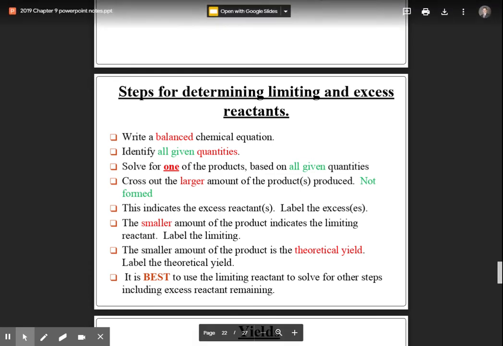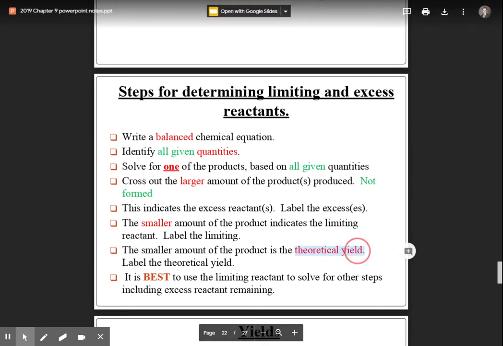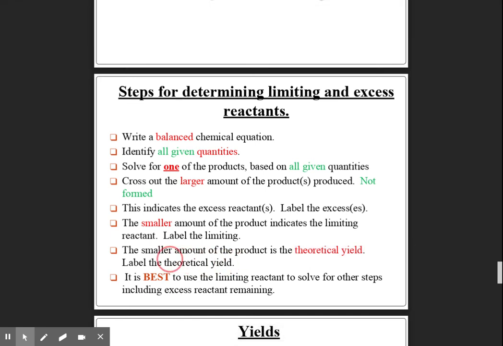The smaller amount is the theoretical yield. So in theory, that's how much product we can yield. So at that point, we can go ahead and label one car is my theoretical yield. Based on my theory, my calculations, I can produce one car.